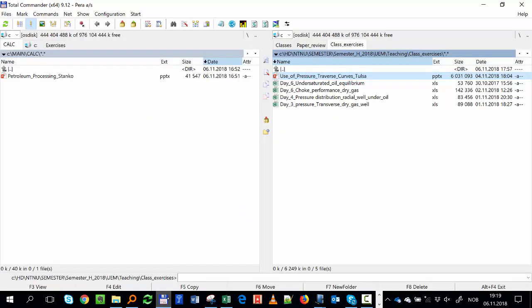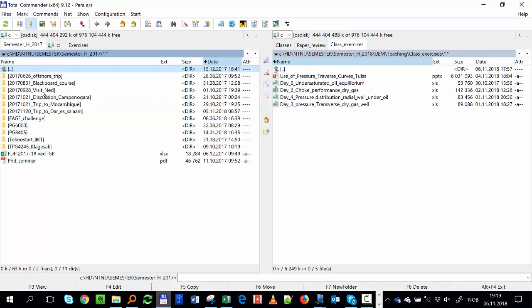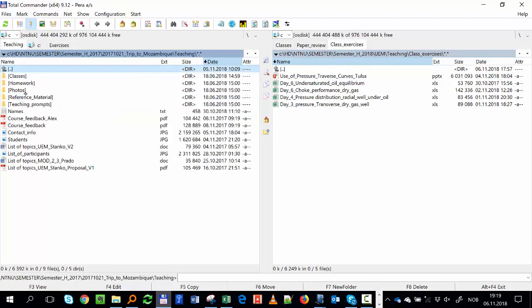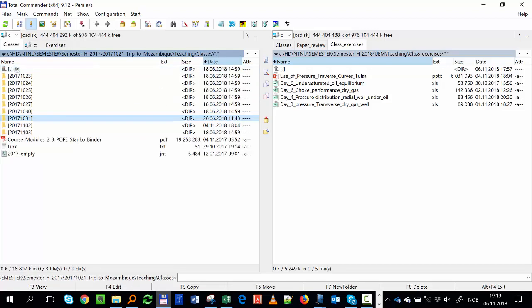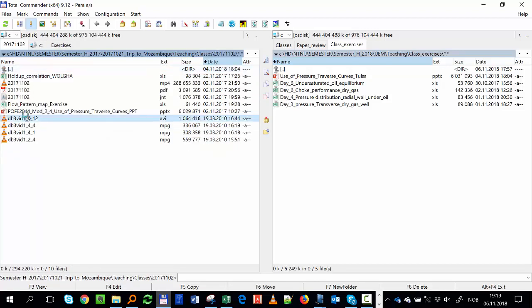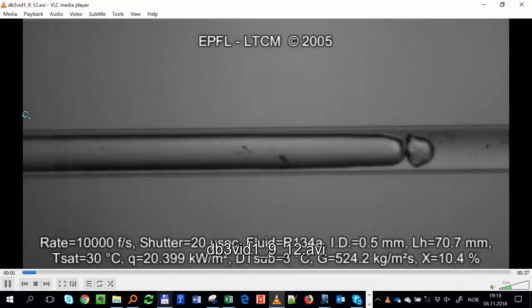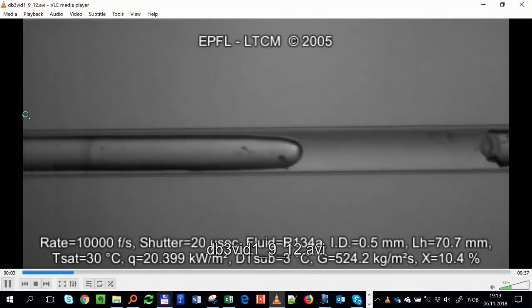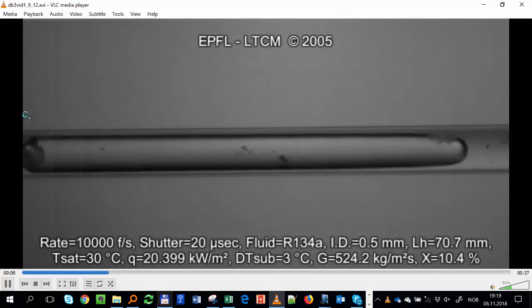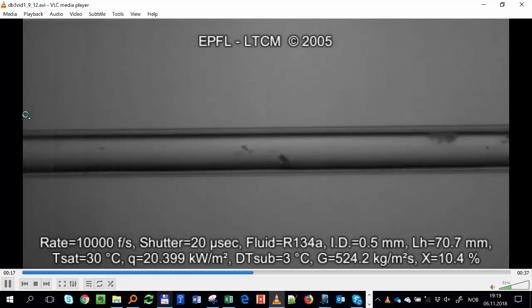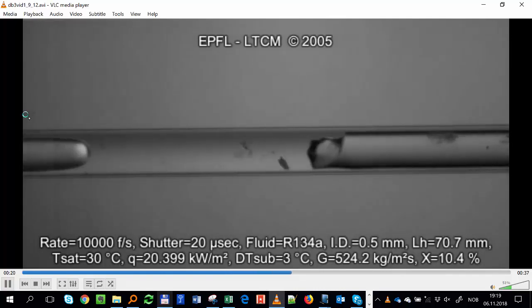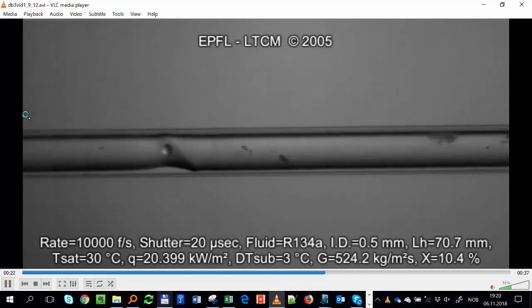Let me show you, I think last time we had some videos. Let's see if we can show them here. Okay, so that's a slug type flow. You see you have a package, some section of liquid, and then you have some section of gas. That flow, by the way, is very problematic for separators, because separators receive a batch of liquid, the level increases very high, and then they receive a batch of gas, a batch of liquid and a batch of gas.